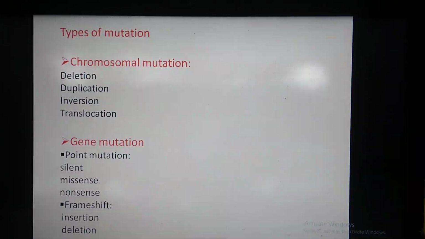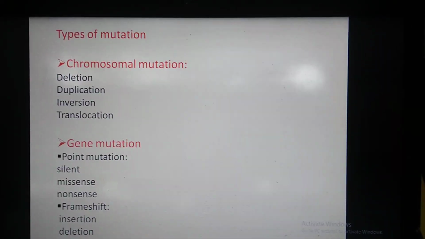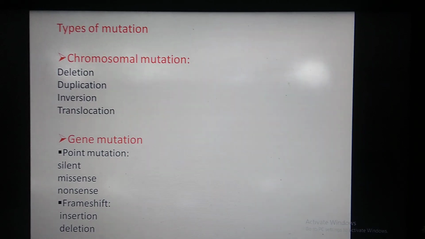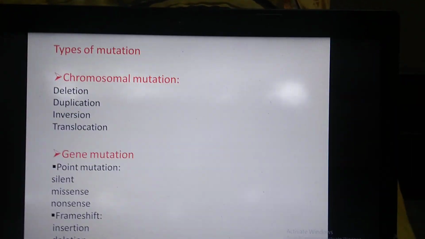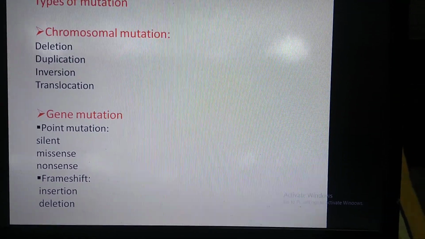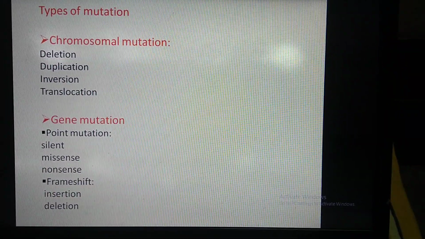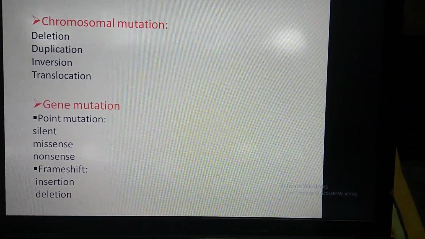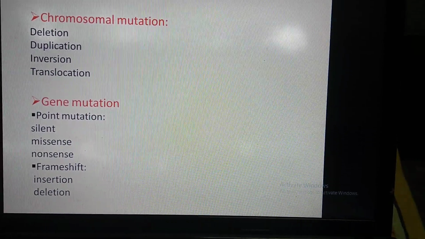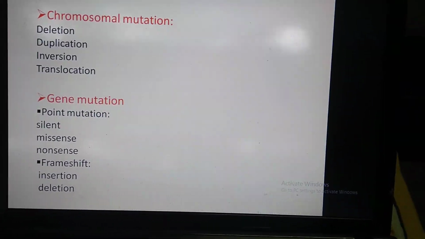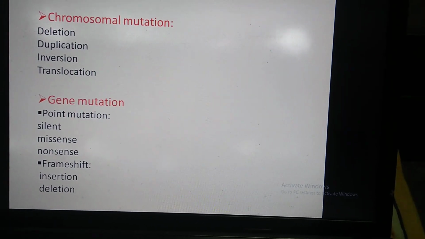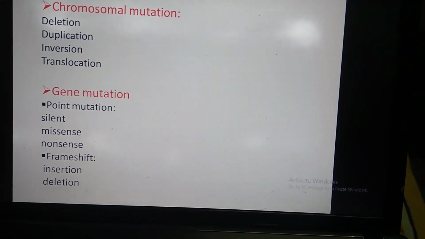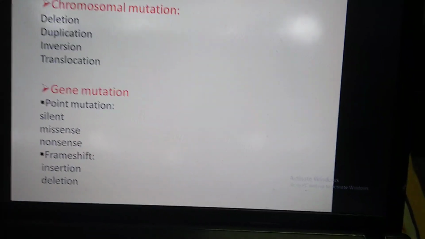And point mutation is of three types. One is silent mutation, missense mutation, and nonsense mutation. Now, what are silent mutation, missense mutation, and nonsense mutation? Silent mutation is, suppose a nucleotide is changed due to mutation, but after changing the codon sequence, it codes for the same amino acid or a similar type of amino acid. These are called silent mutation.